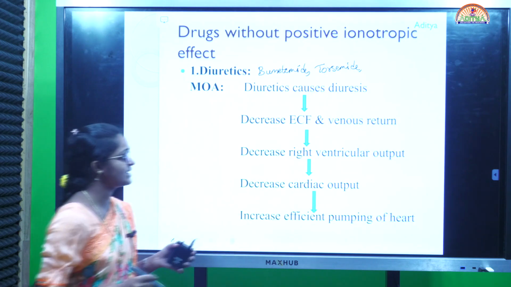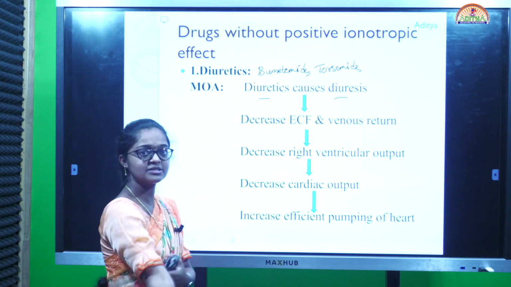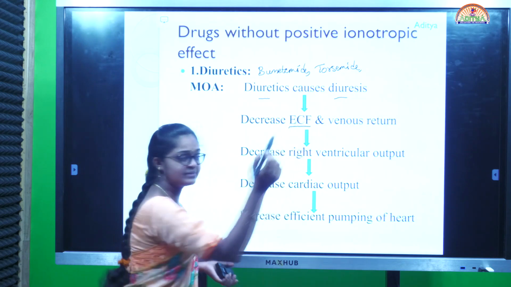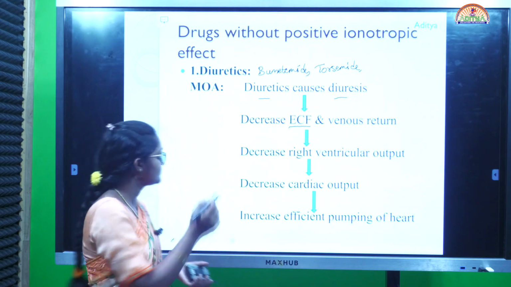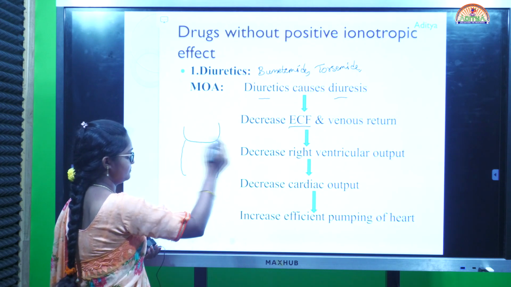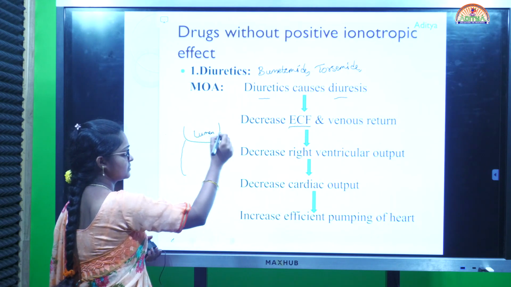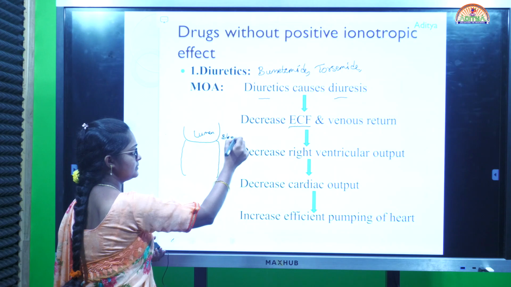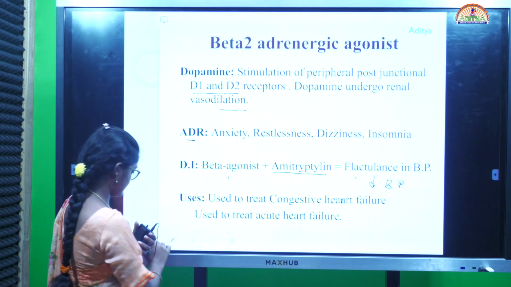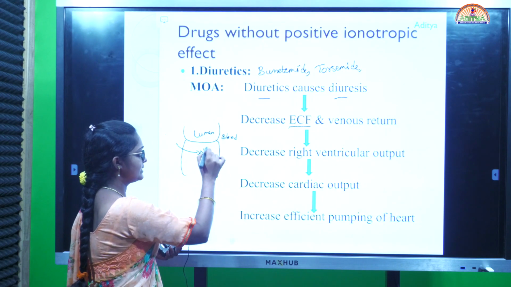Coming to the mechanism of action, diuretics cause diuresis. It decreases the ECF, meaning extracellular fluid. Here is the lumen, and here is the blood. What happens? It decreases the extracellular fluid, through entry and release of sodium.